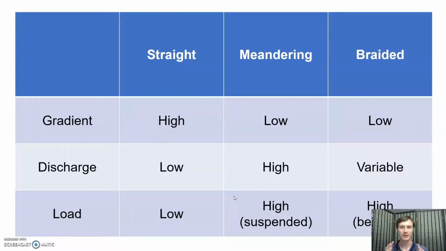So I've put this chart here to help tie things together. Now, anytime that you have a high gradient, mountainous, steep area, high energy, you're going to get a relatively straight river channel. The discharge tends to be low because there's just not a huge amount of area where the water will collect in this channel. And we'll talk about drainage basins in a bit, which will make more sense out of this.